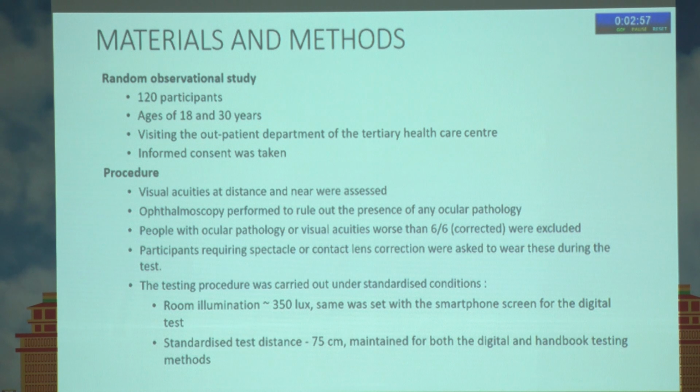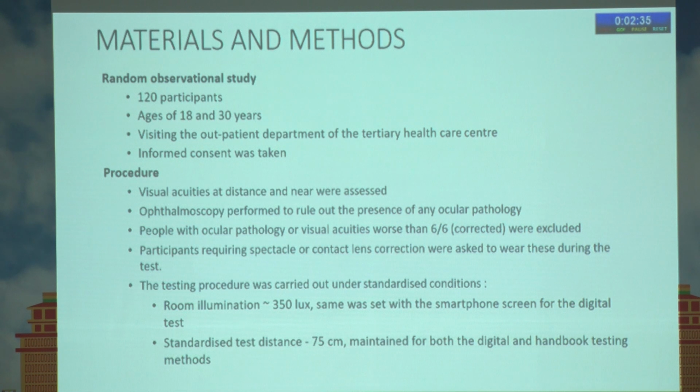In our study, which was a random observational study, we took 120 participants of age 18 to 30 years visiting our outpatient department. An informed consent was taken. Visual acuities, distant and near, were assessed. Ophthalmoscopy was performed to rule out any ocular pathology. People with ocular pathology or visual acuities worse than 6 by 6 were excluded.